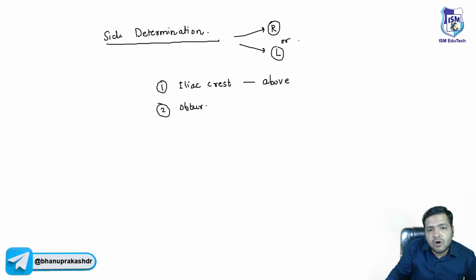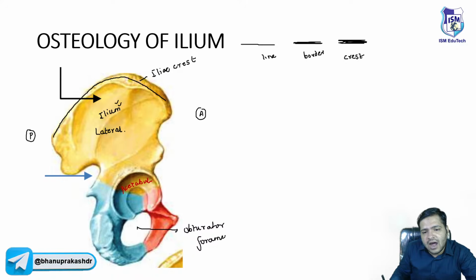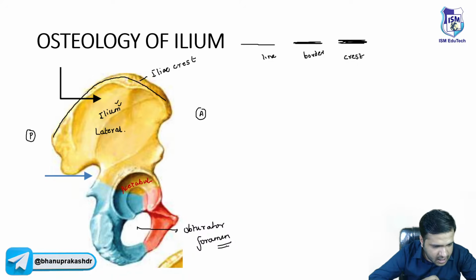Now we have a foramen, beta, and that is called the obturator foramen. I will come to all these topics, no need to worry. Remember, the obturator foramen is situated below. If you can see, beta, this gap, we call it the obturator foramen. Foramen means a large hole or gap. Remember, the obturator foramen is always towards the bottom.